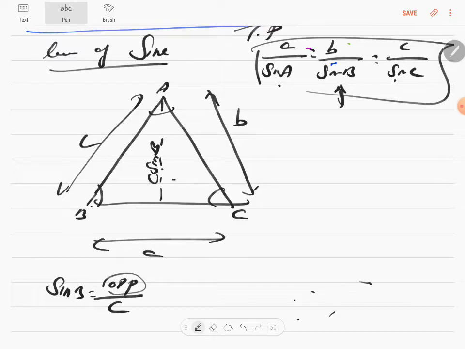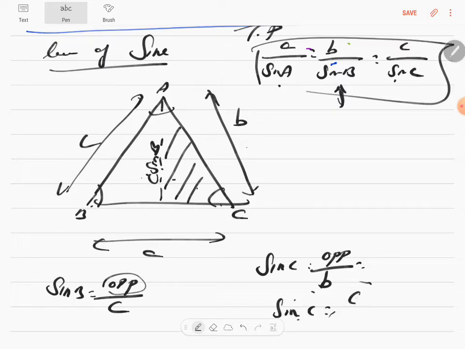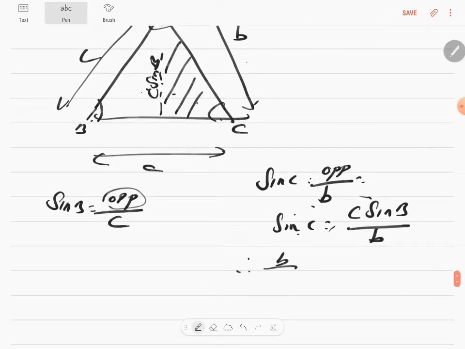Done. Now go to this triangle and write what is sine C. What is sine C? It is opposite by hypotenuse, which is B. Opposite itself is C sine B, so sine C is equal to C sine B by B. Therefore, B by sine B is equal to C by sine C. We got it.